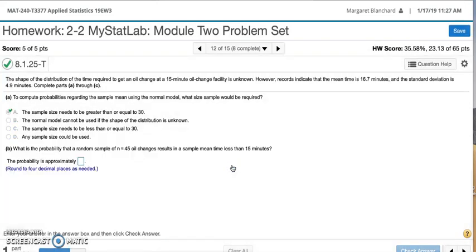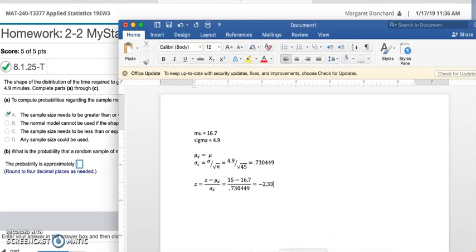Excellent. Part B, what is the probability that a random sample of n equals 45 oil changes results in a sample mean time less than 15 minutes? To find this, we need to first find the mean of the sample mean. Remember, that's mu sub x bar. And then we need to find the standard deviation of the sample mean. That's sigma sub x bar. So let's take a look right here.